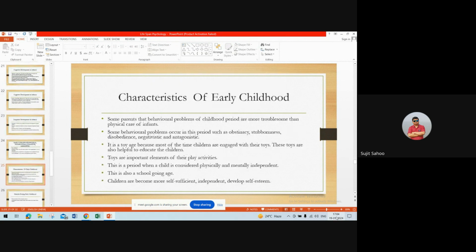Next. There are some characteristics of early childhood. Some parents feel that behavioral problems of the childhood period are more troublesome than physical care of infants. In this stage, you feel there are some behavioral problems. What behavioral problems do you feel in this stage? Anybody can?